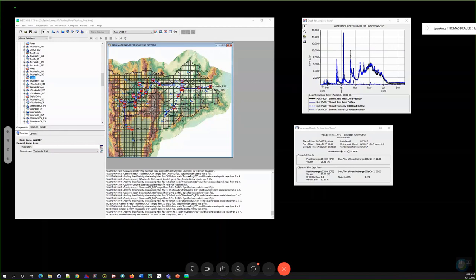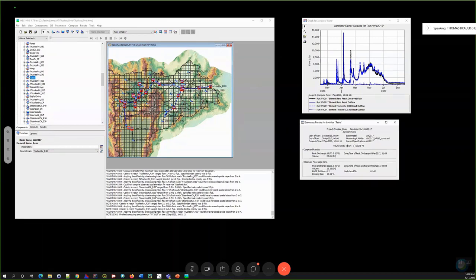So the graphs and the summary tables that we show and have in HMS are great. One of the limitations is they're for a single point only. So I pulled up Mike Bartle's Truckee River project, and some results for Reno. A common thing that we get asked is how to view these things for the entire modeling domain.